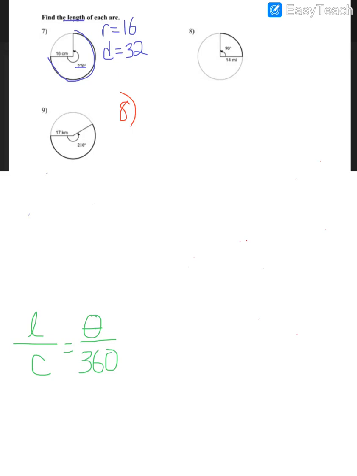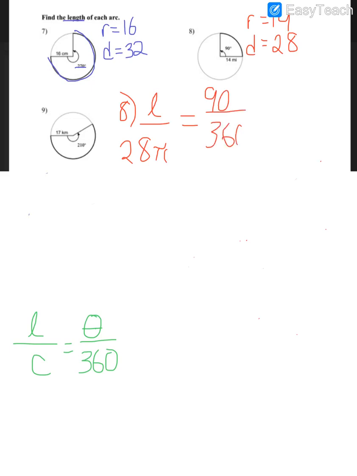Alright, so number 8. Again, we're using length over circumference. We don't know the length. We're given the radius is 14, which means the diameter is 28. So over 28 pi equals the angle, 90 over 360. Now we can go ahead and cross multiply. So for number 8, we're going to have 360 times the length equals 90 times 28 pi. I'm just going to simplify that by multiplying 90 and 28, so it's 2520 pi.